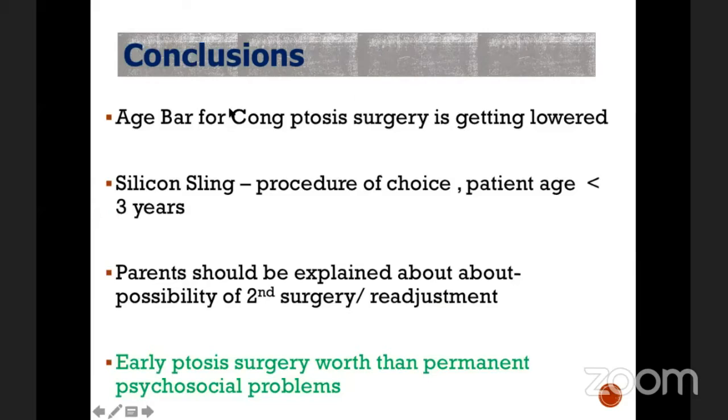So to conclude, the age bar for congenital ptosis surgery is getting lowered. Silicone sling is the procedure of choice if the patient's age is less than 3 years. Parents should be explained about the possibility of second surgery or readjustment in all childhood ptosis. And in a nutshell, I believe that early ptosis surgery is worth it, we have to always give it as a permanent cure rather than performing it as a temporary one. So it has to be done early to avoid psychosocial problems. Thank you. Thank you for your patience in hearing.